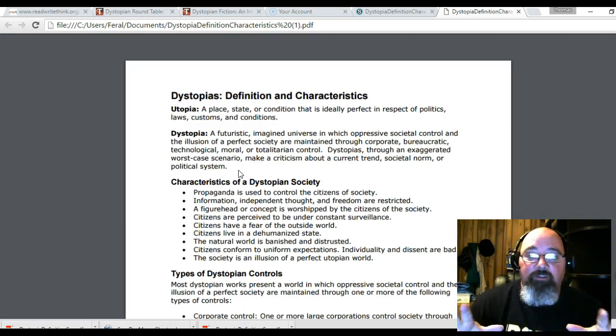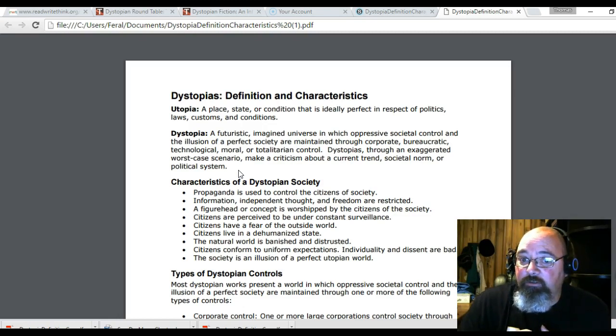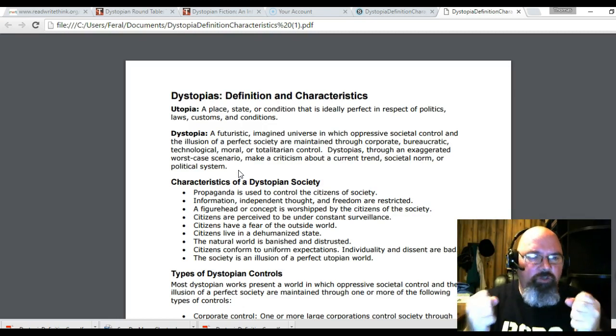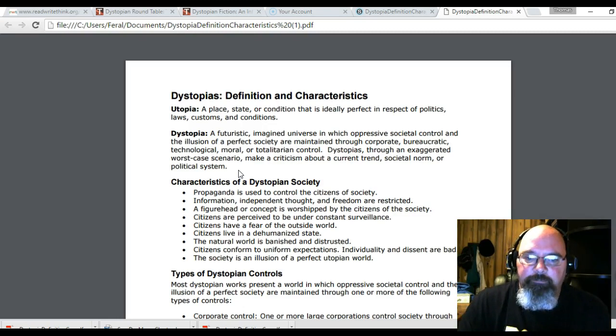So what we have here is a futuristic, imagined place that has an oppressive society, that has an illusion of being a utopia, or an illusion of being a perfect society, but that illusion is quickly shattered once we start looking at the government and the society and the totalitarian control. Totalitarian is a big word, and it means ultimate control. Okay? And that if anybody makes criticism about that, if anybody says, hey, this is wrong, then they're the ones who are shunned, and they're the ones who are hunted down.